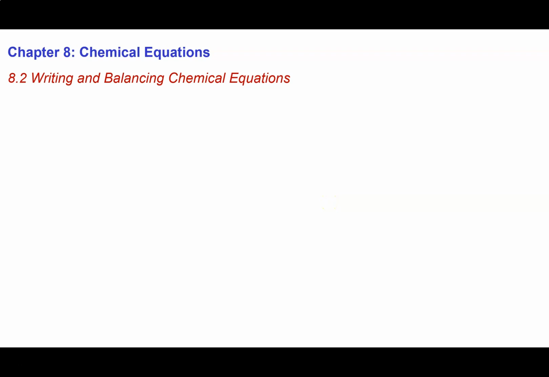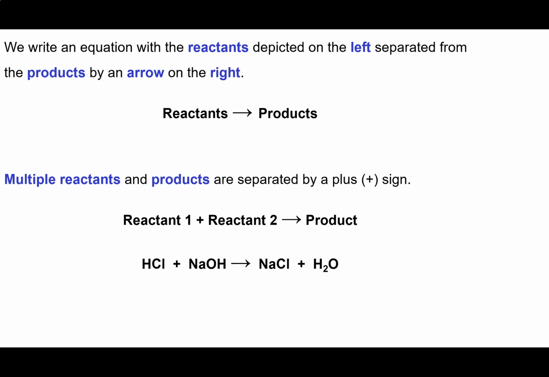So in this video, what we're going to do is go through some systematic procedures for writing and balancing chemical equations. As we mentioned previously, we write an equation with the reactants depicted on the left, separated from the products by an arrow, which are written on the right of the page. If I've got multiple reactants or products, I'm going to write them separated by a plus sign.